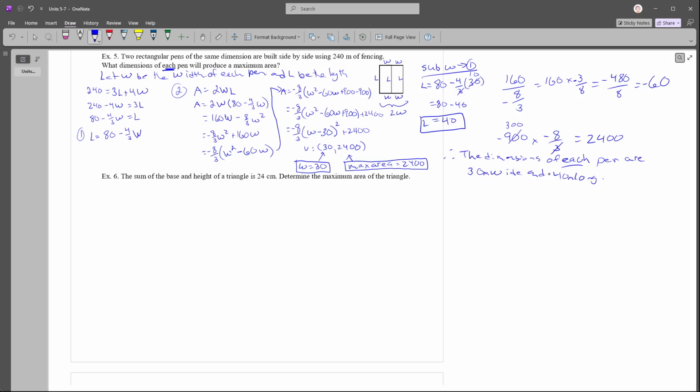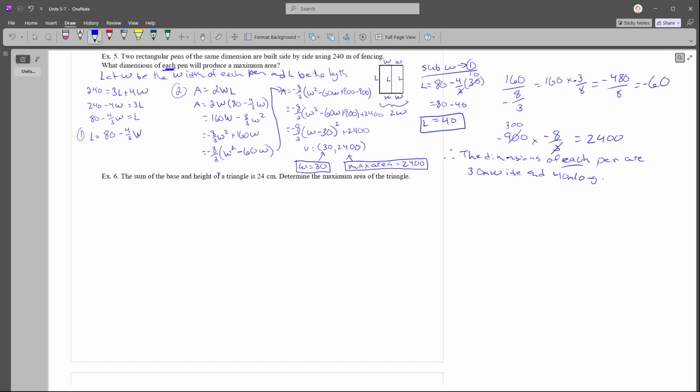Don't forget your units. Okay, we have one last question left, and we're going to get away from rectangles for a second because it doesn't always have to be rectangles. We have to be able to think outside the box. It could be circles, could be hexagons, could be anything. In this case, this next one is going to be triangles.